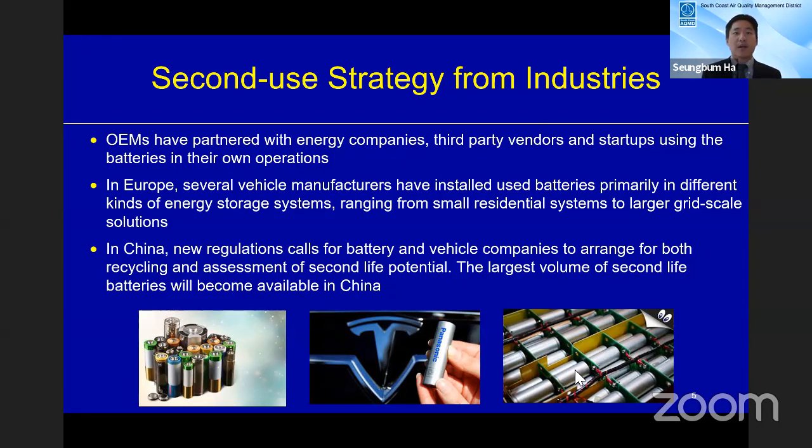In China, the largest volume of second-life batteries will become available due to their huge number of fully electric vehicles, including passenger cars, electric buses, and medium and heavy-duty trucks. And their government set up new regulations for battery and electric vehicle companies to encourage them to arrange for both recycling and reuse. Next slide, please.